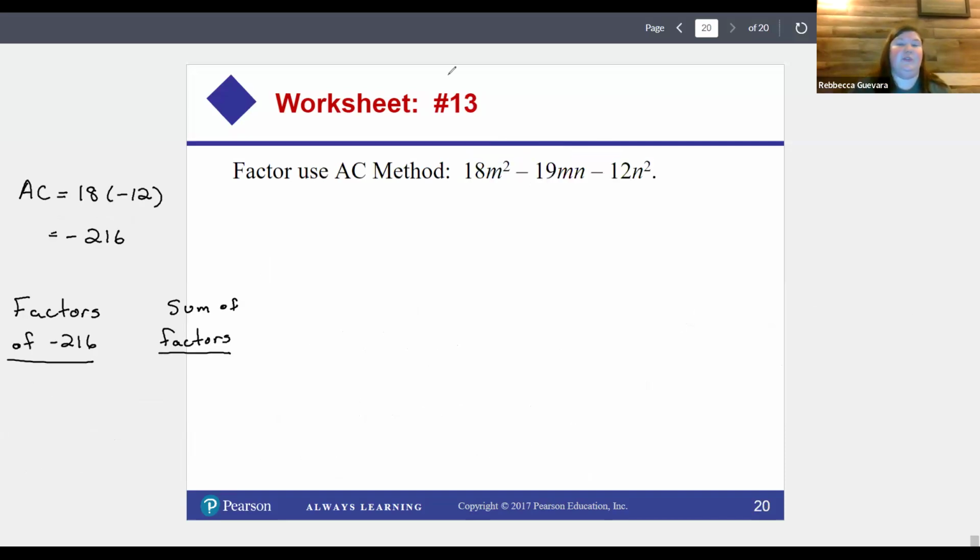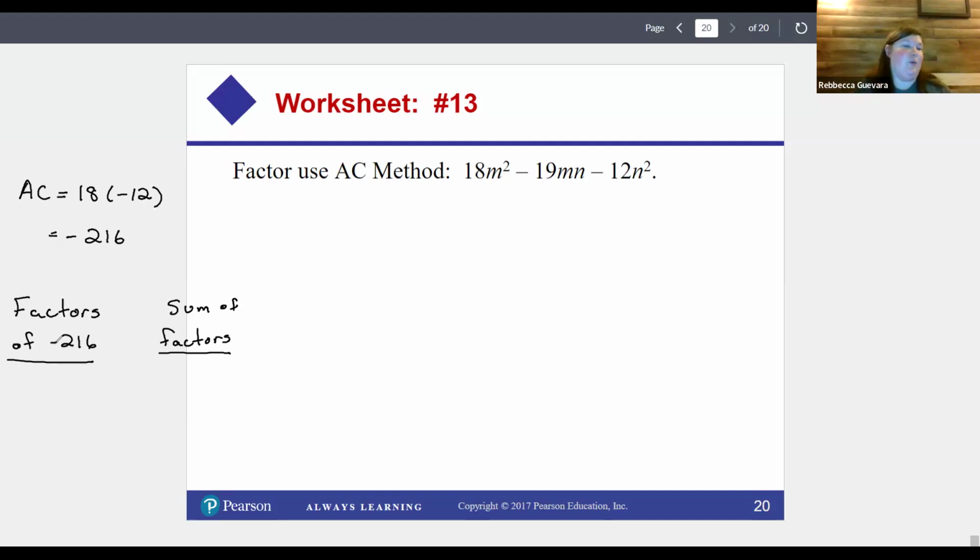All right, so this was the nasty one that we had before. So we're going to show you how I had done it and how I kind of knew what to pick there. In this case, I had my A is 18 and my C is negative 12. My AC is negative 216. So I need factors of negative 216.